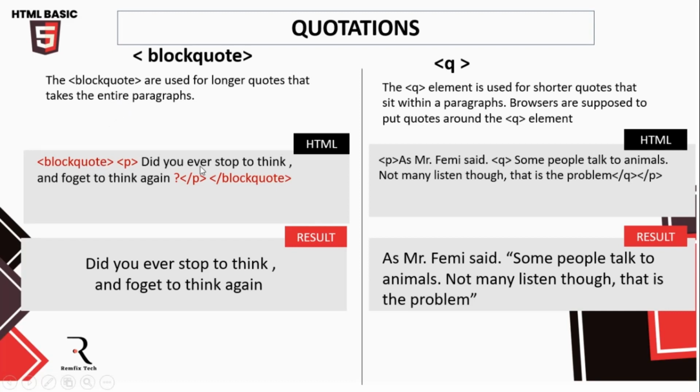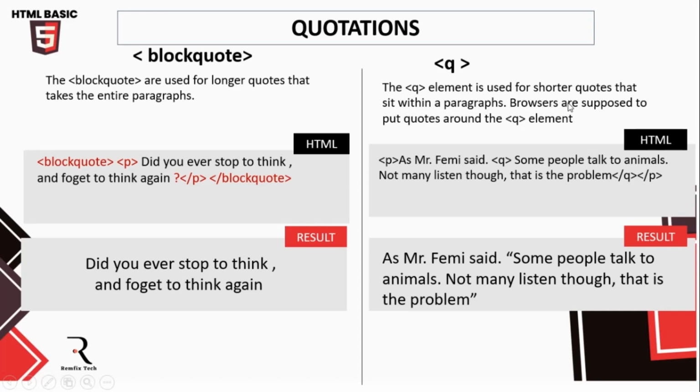You observe I have the opening block quote and the closing block quote, and in between I have a paragraph with the content. You observe that this style formats the paragraph in a specific way to show me this is a block quote. Also I have the other quote here, represented with a Q, and this Q element is used for shorter quotes that sit within a paragraph.